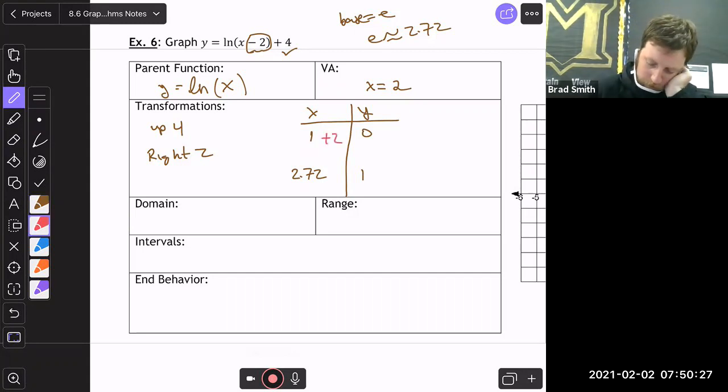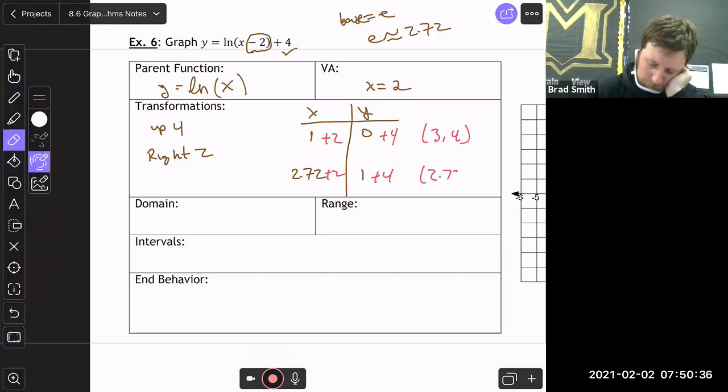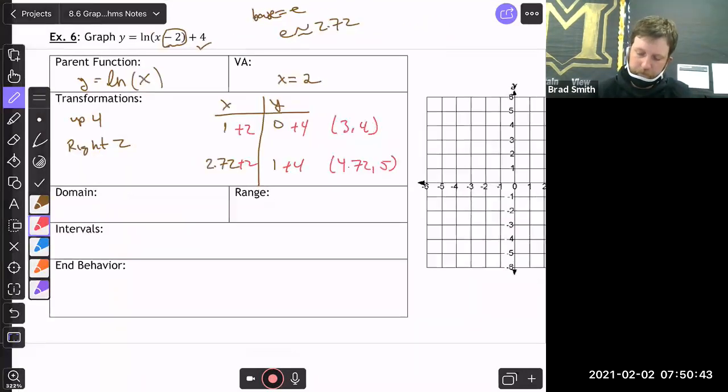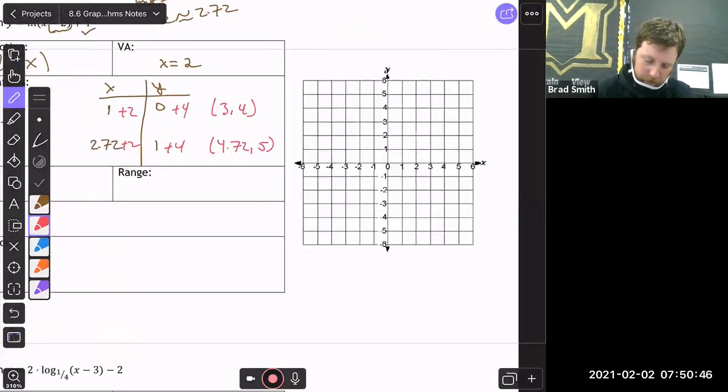So now I'm going to go right 2 and up 4. So I got 3, 4 to plot, and I got 4.72 and 5. So come over here and get my sketch. So x equals 2. And I can plot these points. So 3, 4. 4.72 is a guess. About there and there. And you got your sketch.